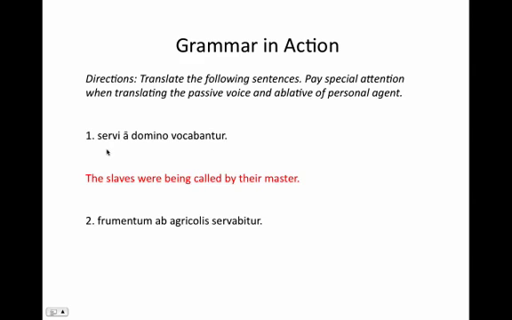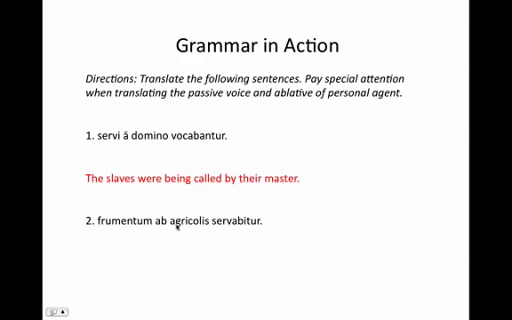Our subject, servi, is who this verb is affecting. The slaves are being called. They're not doing the verb, the verb is being done to them. And finally, a domino is our ablative of personal agent, and it tells you who is doing the calling. Who's doing it? Their master. So the slaves were being called by their master.